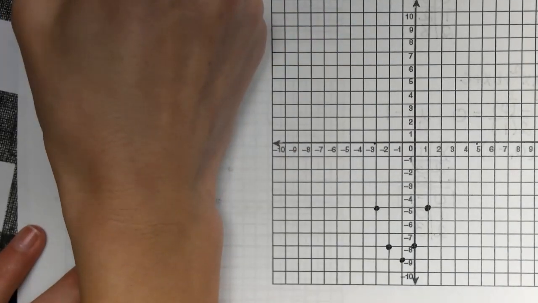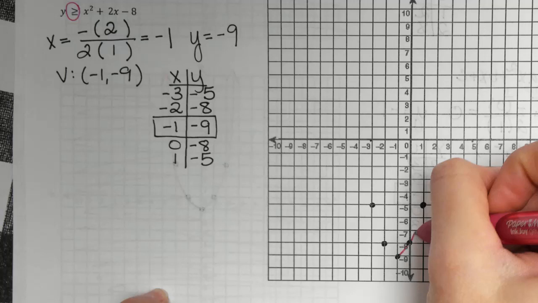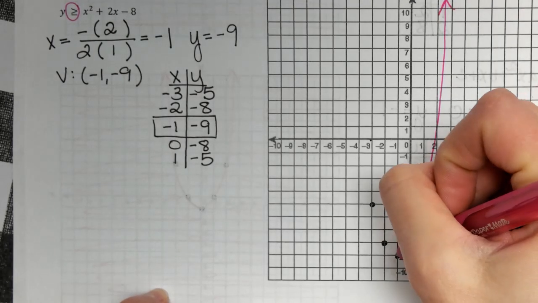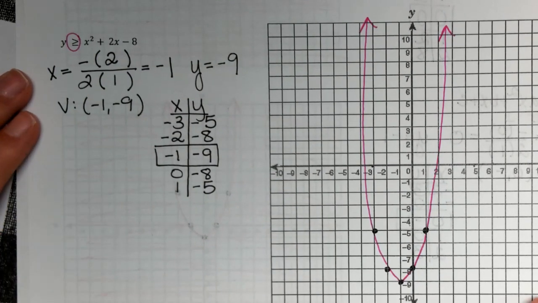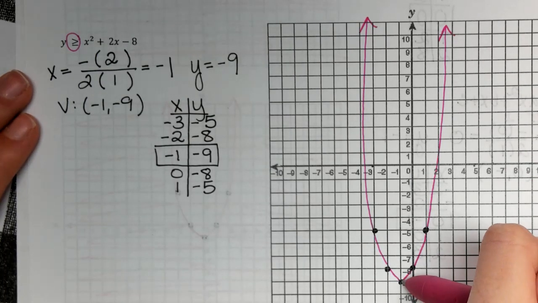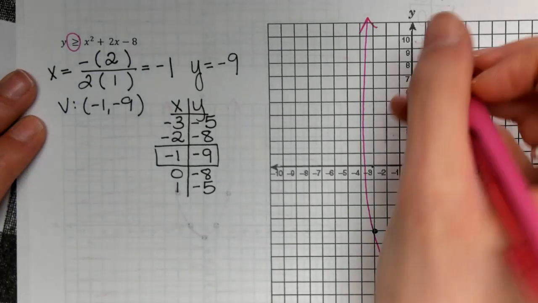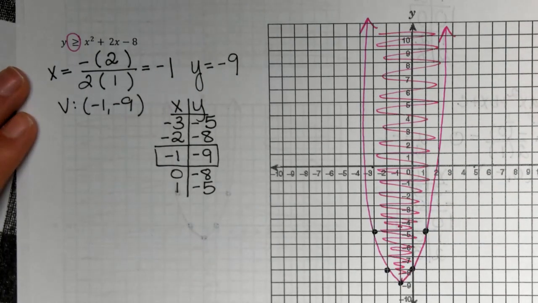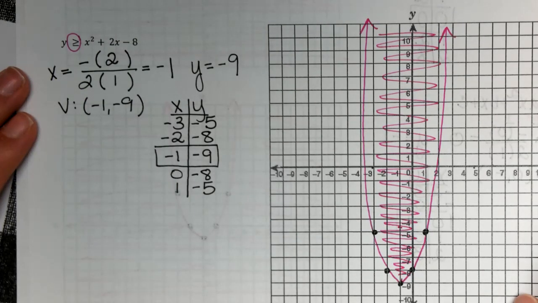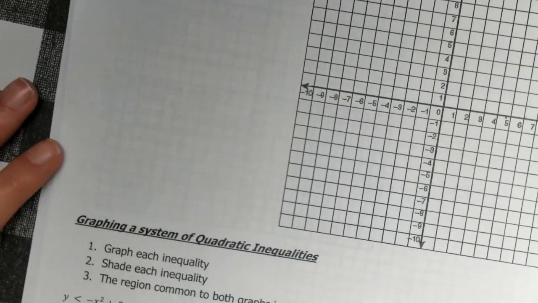Okay, my inequality is greater than or equal to, so I'm going to have a solid line. I'm going to make that go all the way to the end of the grid. Then I go back to my vertex. If my inequality is greater than, where am I going to shade? Am I going to go up or down? Greater than goes up, so it falls inside my parabola. We good with this? Okay, we're going to skip the next example if y'all are good with that.